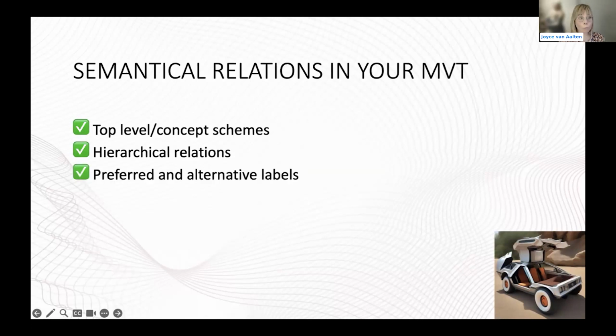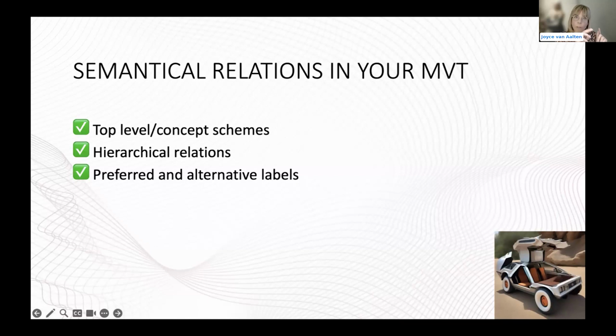The preferred and alternative labels. Yeah, so like the synonyms and also the hidden labels also include these. I would say have them in your MVT, although not many content systems can handle these synonyms and they lack proper functionality for this. I would suggest to store them in your MVT and in probably the spreadsheet that you will be using.